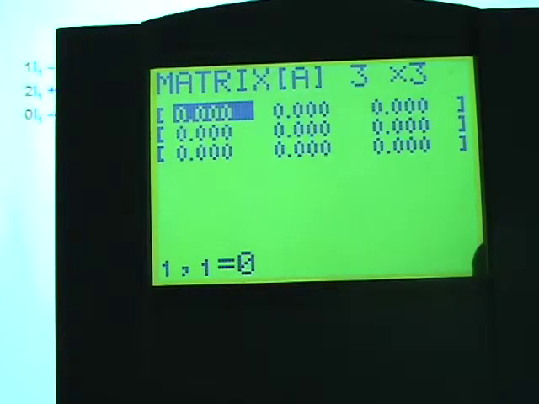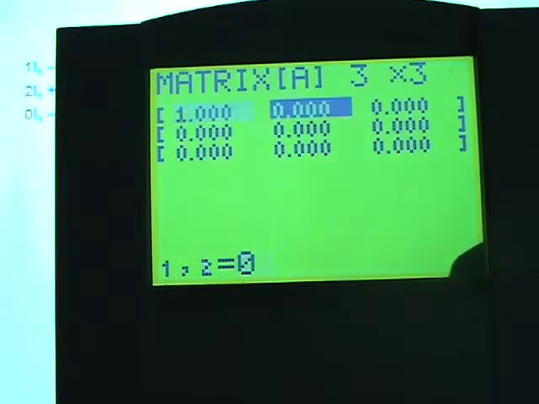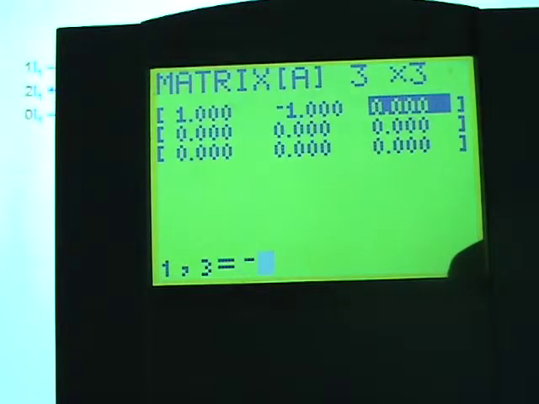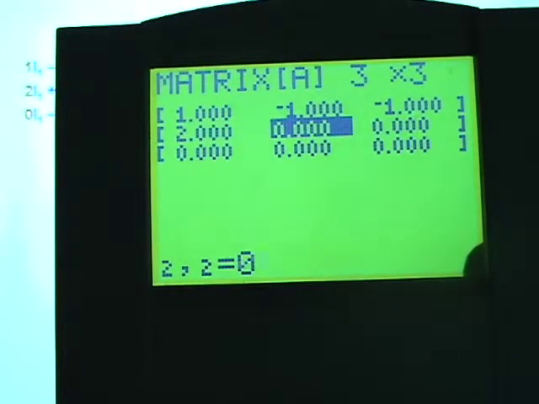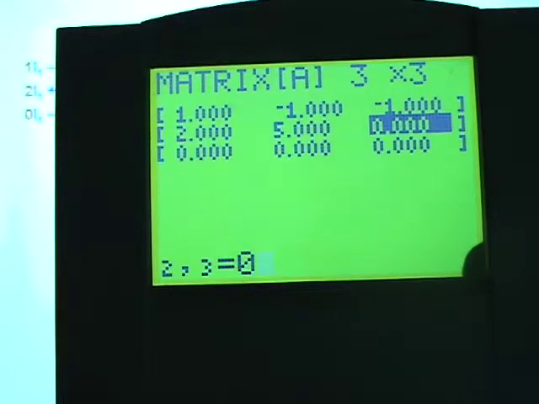And what you need to do is write down the coefficients on the left of the first equation. You have a positive 1, enter, and negative 1, enter, and negative 1, enter. Now you have the 3 coefficients of the first equation. Now remember, a negative sign is obtained on the calculator using the negative sign key at the bottom, inside the parenthesis. Now the second equation, that's a 2, enter, 5, enter, 0, enter.